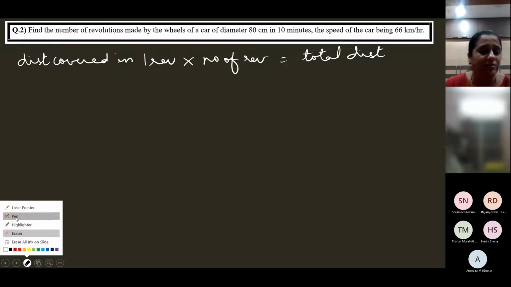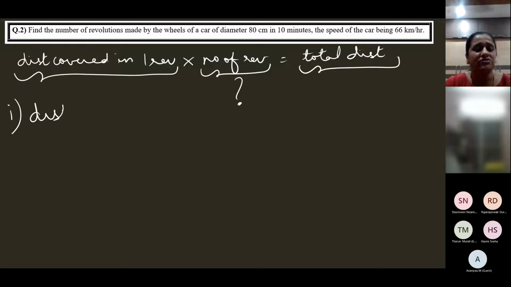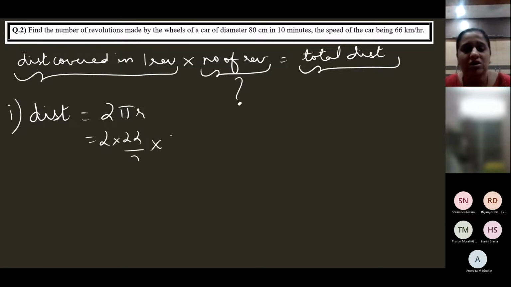So these are the three different parts. Distance covered in one revolution is one part. Number of revolutions, and total distance covered. This is what we have to find. For that, we need the value of the distance. Distance covered in one revolution is equal to 2 pi r, so that is 2 × 22/7 × r. What is r? Diameter is 80, so radius is 40.